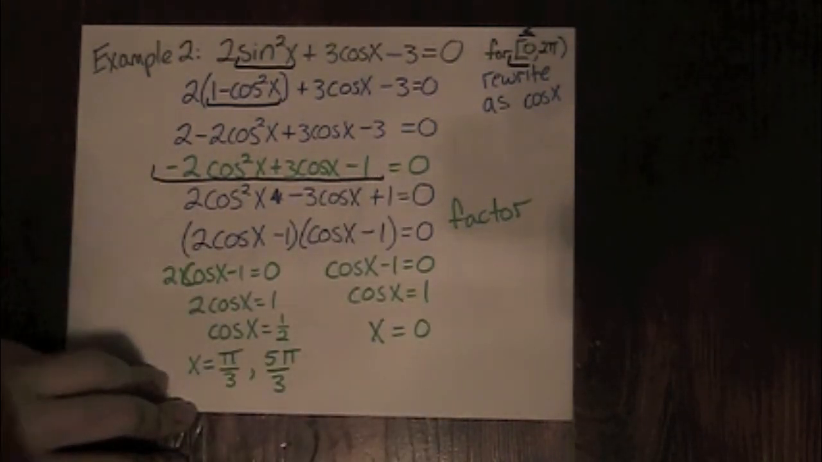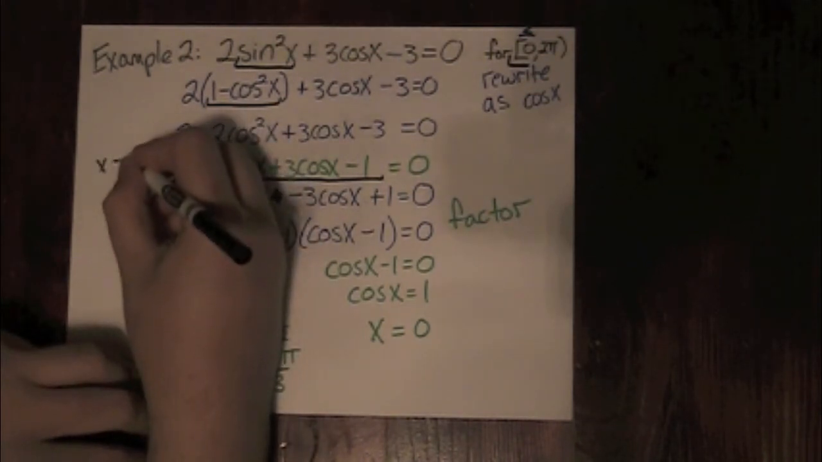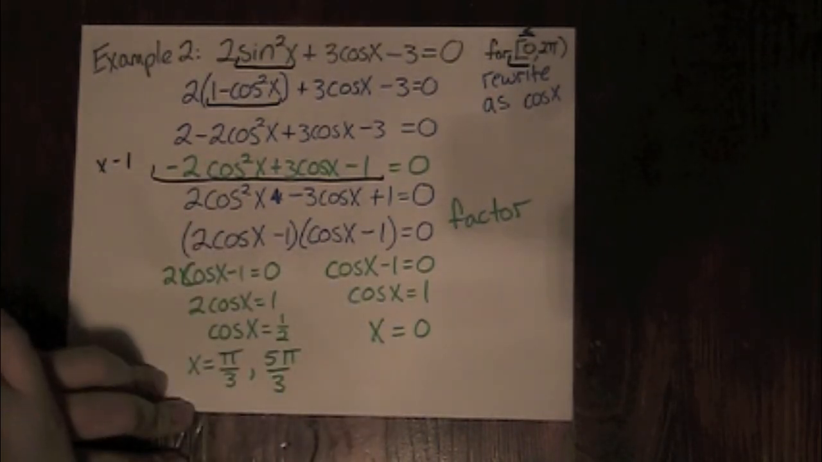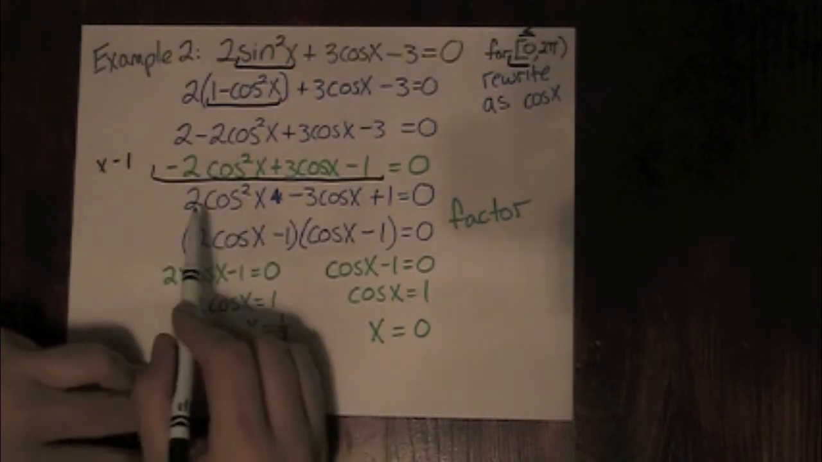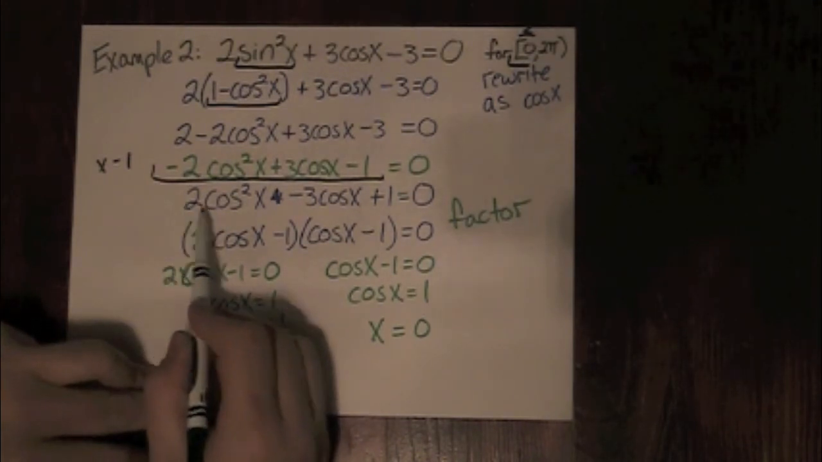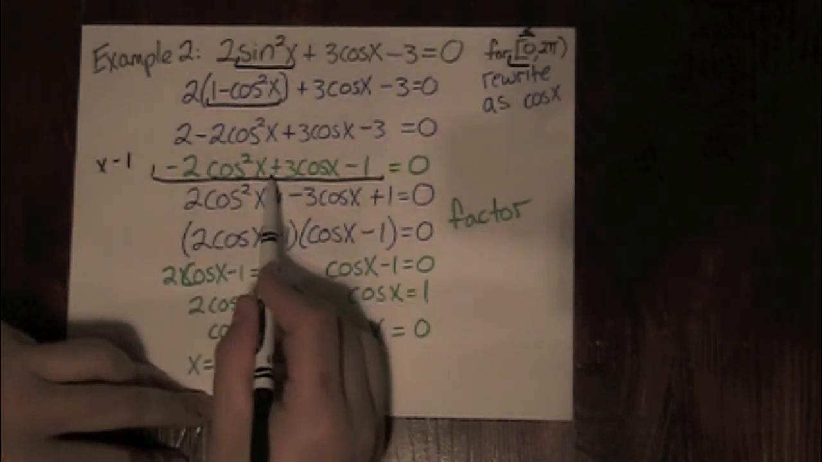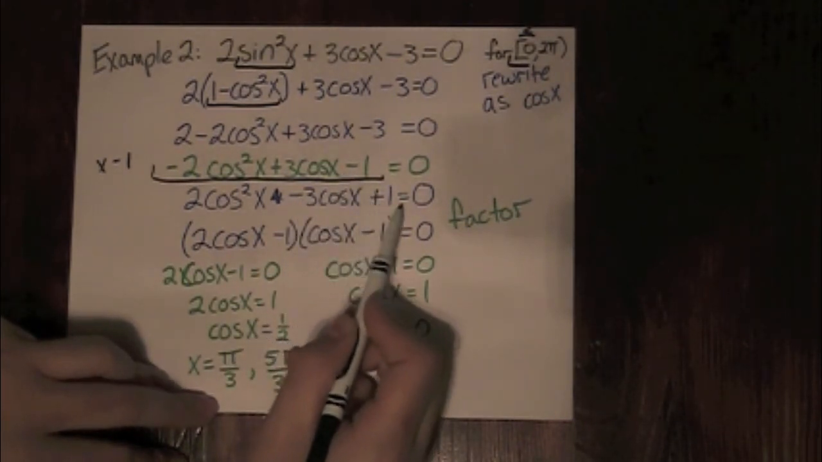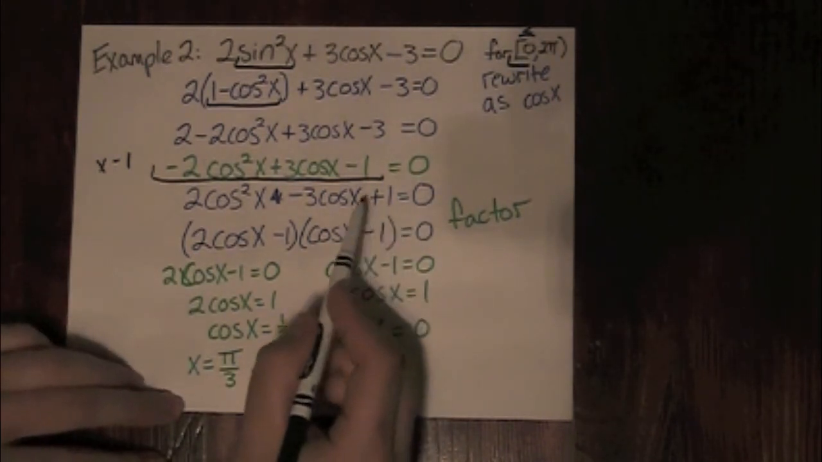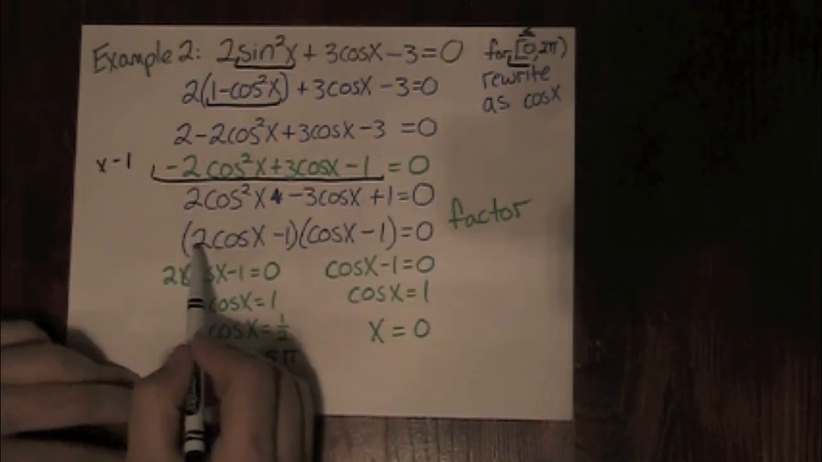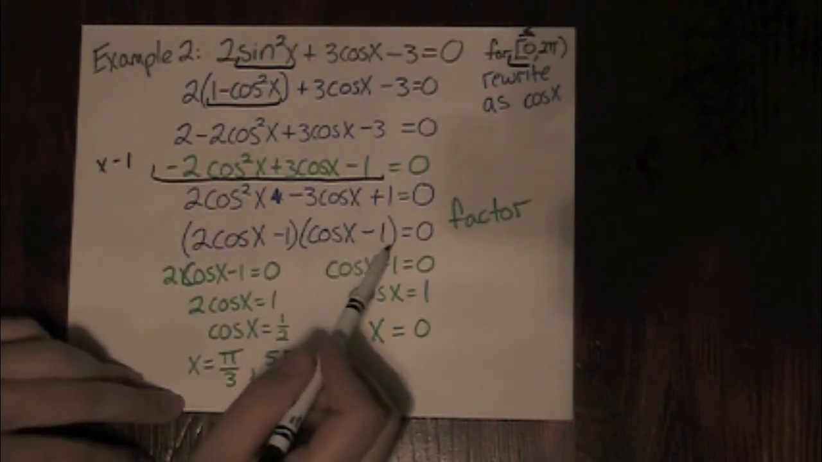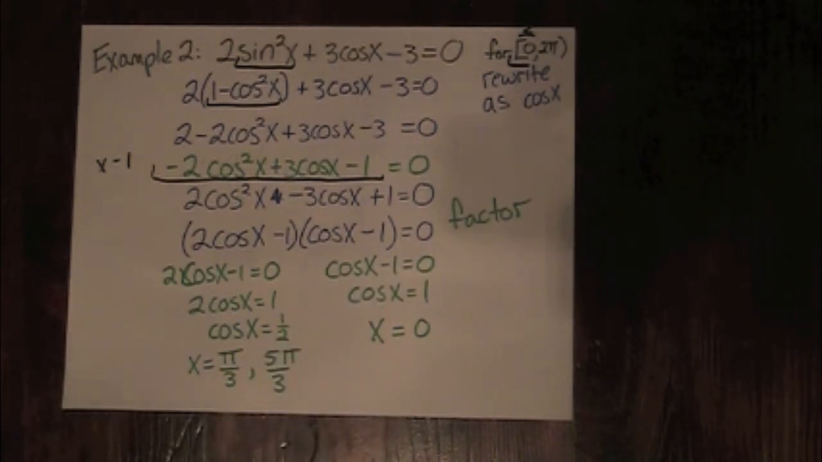I'm going to multiply the entire equation times a negative 1 to make this negative 2 positive, and it's going to make us a nice quadratic term to factor. So we have 2 cosine squared of x minus 3 cosine x plus 1 equals 0. When I factor this, I'm left with 2 cosine of x minus 1 times the quantity of cosine of x minus 1 equals 0. And now it's all over but the multiplying.